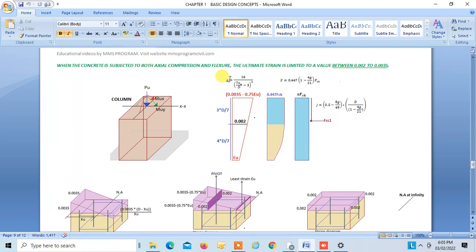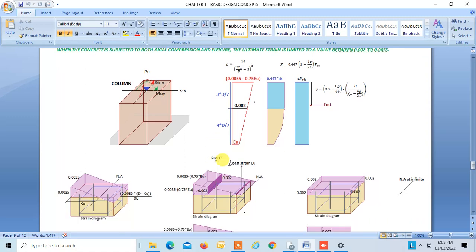X you have to find. First find G. You know XU, you know D, you can find G. Once you know G, you can find X. Once you know X, you can find J. J is the distance at which this force falls, right? So this is how you can take the average stress diagram. This is very important. All the students should understand these fundamentals very thoroughly.